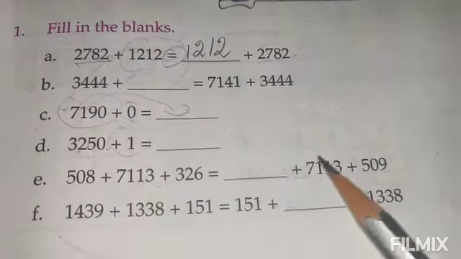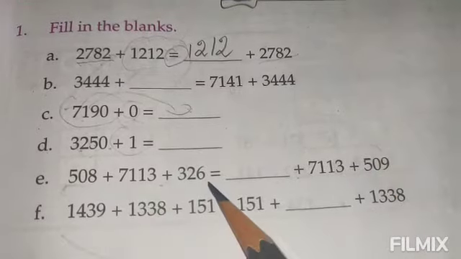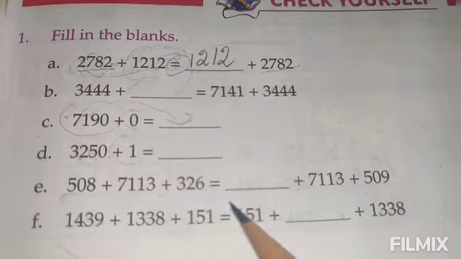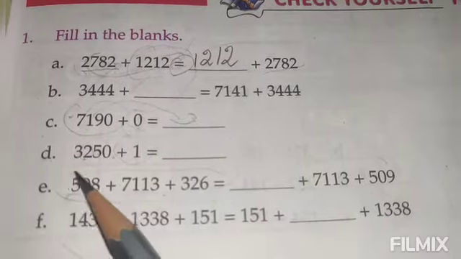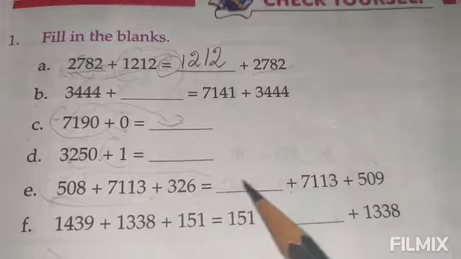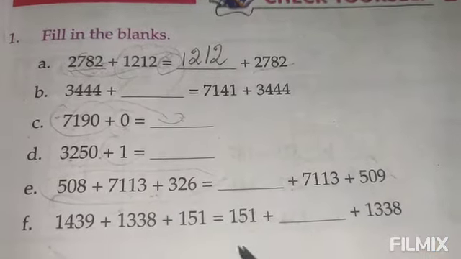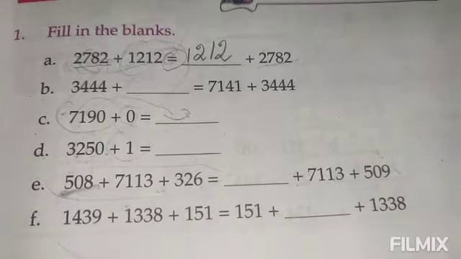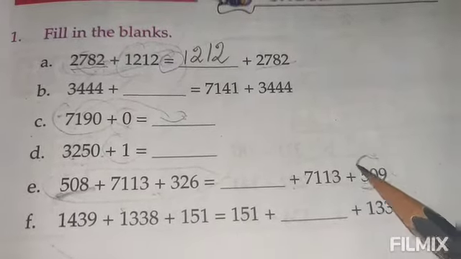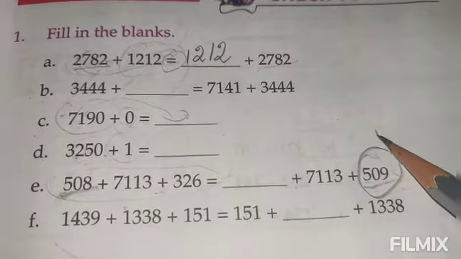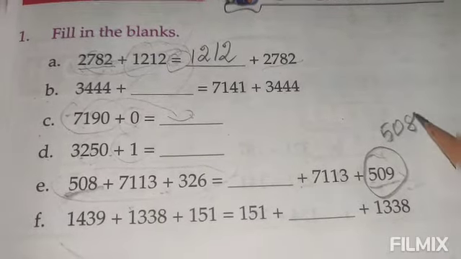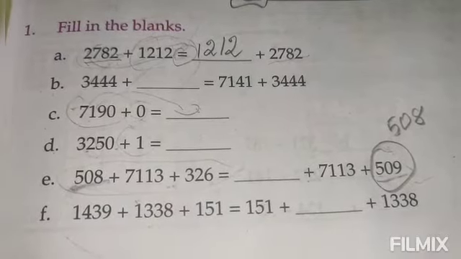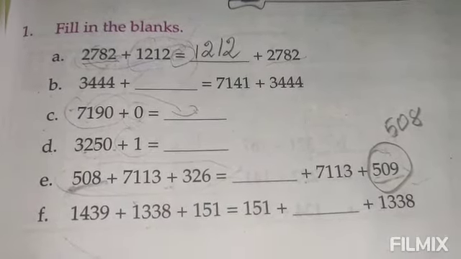Again, if you see here, there are 3 numbers here. So this one was only 2 numbers and this was the commutative property, and this is the group property, that is the associative property. So here also you have to observe which number is missing, and here you see 508 is here, but here it is given 509. So it is a printing mistake, so you have to change this one into 508. Okay, and this also you have to do the same way. Find which is missing on the other side and fill the answer.